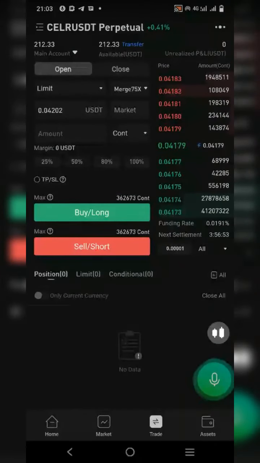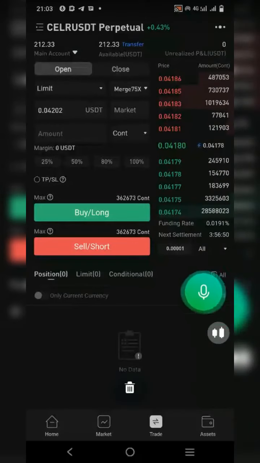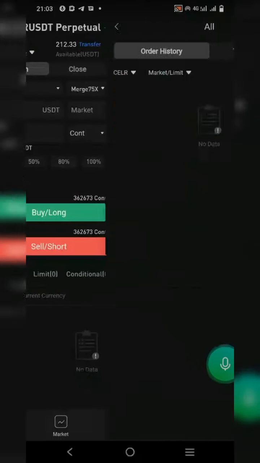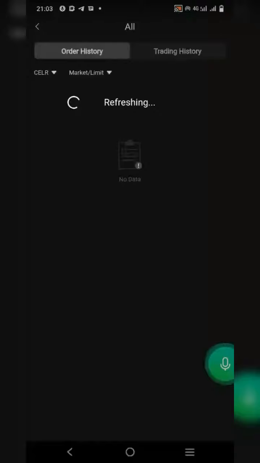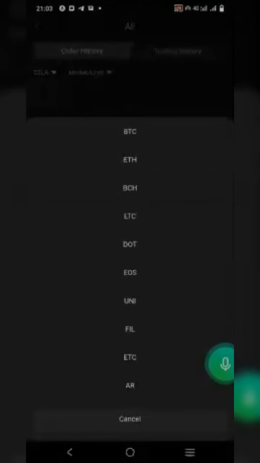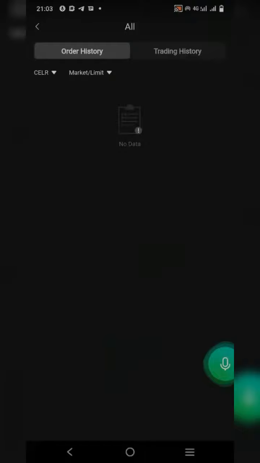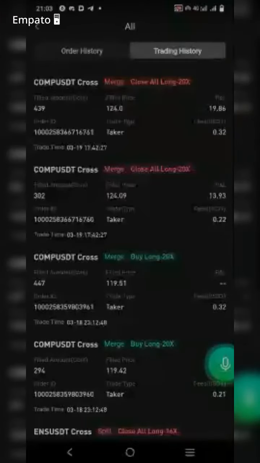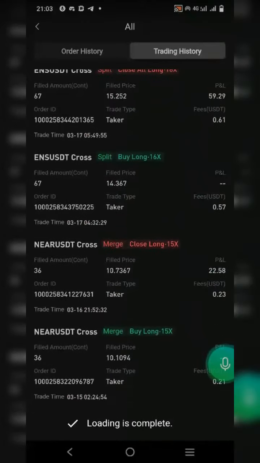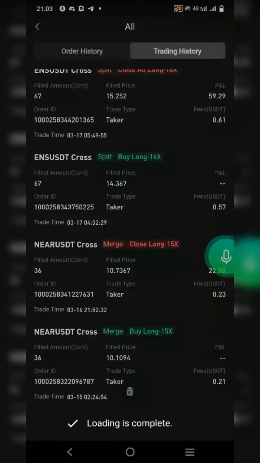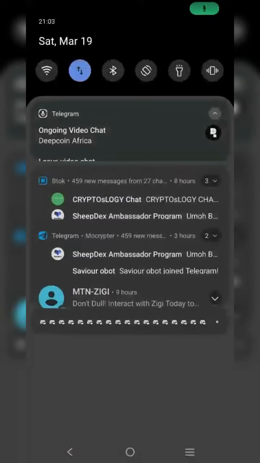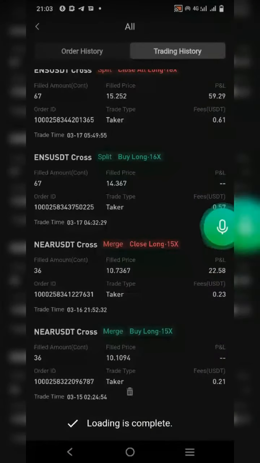It's not on one trade. If I click here, I'll see all my trading history. I think I made about 3 trades. This one is based on coin, your history for that coin. But for the whole trading history, what you have been doing is here. So loading complete. I think I started on the 15th. Today is the 19th. It's less than 5 days.